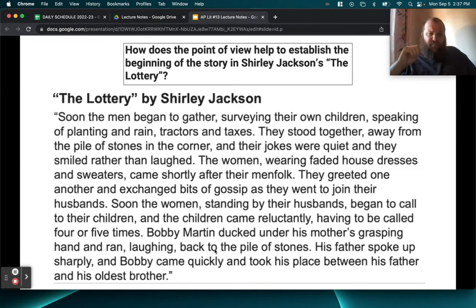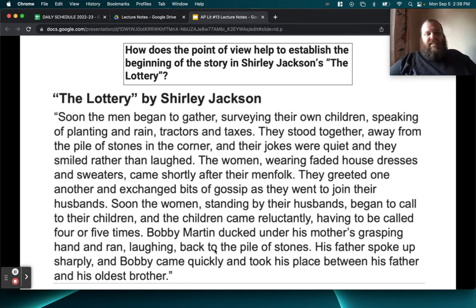We really need to get to the point where we can answer this question: how does the point of view actually function? And in this case, with this question in the box, how does it establish the beginning of the story? What is it actually doing? And we need to be able to talk about that and write about that clearly and powerfully and thoroughly, right?